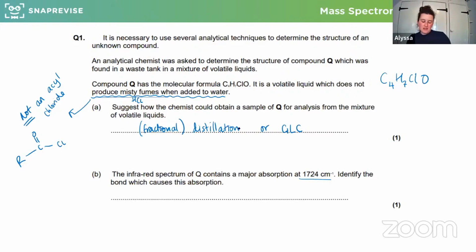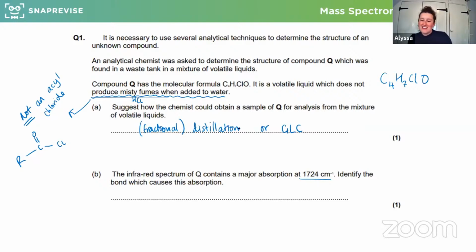Lovely. And then this final question that we'll do today is the infrared spectrum of Q contains a major absorption at 1724 centimeters to the -1. Identify the bond which causes this absorption. Even if we're not sure, we can take a stab because there's only really 3 bonds that you need to be aware of majorly when you're doing IR spectroscopy.